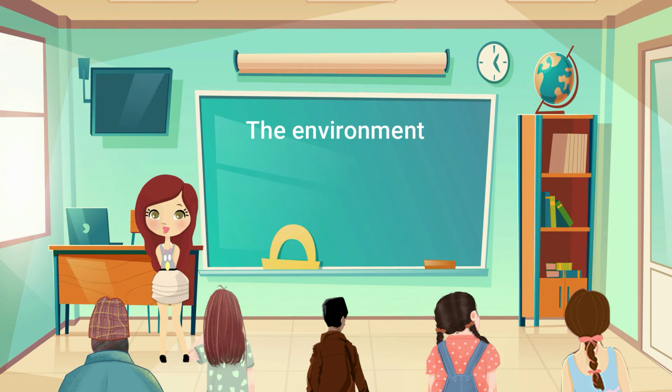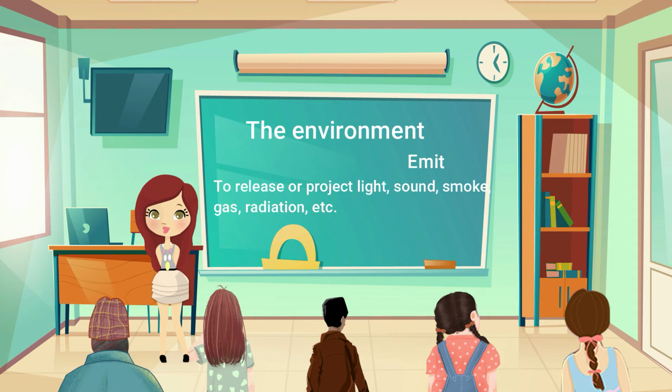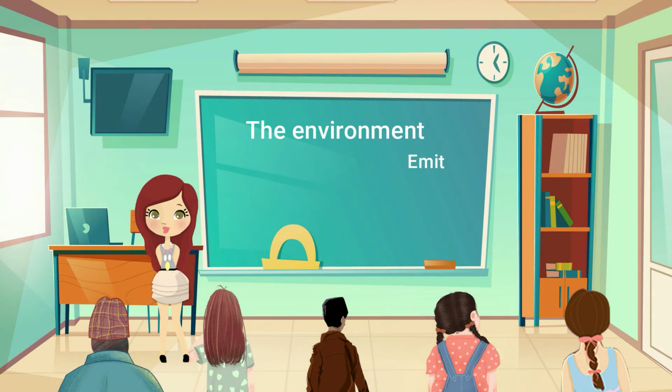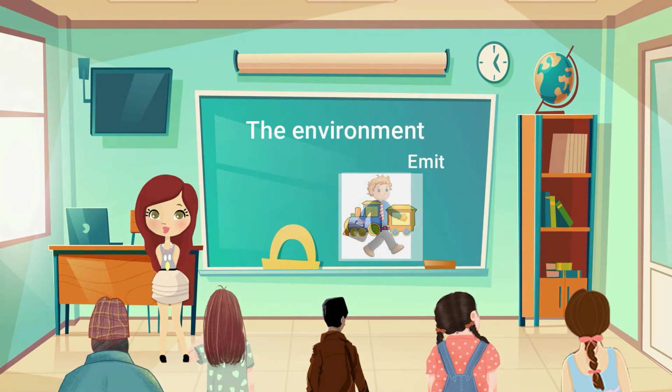The next word is emit, which means to release or project light, sound, smoke, gas, radiation, etc. For example, cars emit harmful substances into the atmosphere. To avoid this, we should use our bikes to go to work, use public transportation like subways, trains, or buses, or we should just walk.